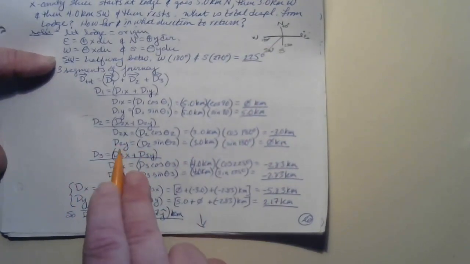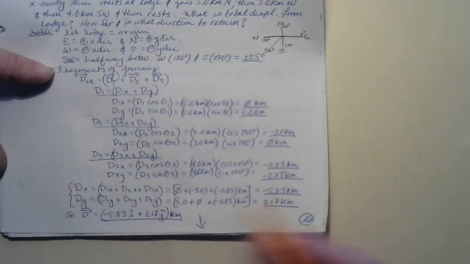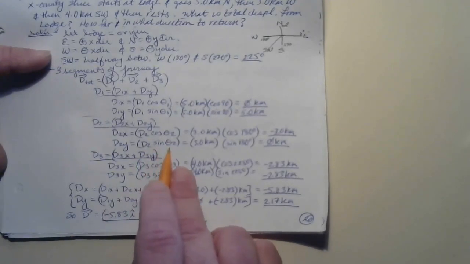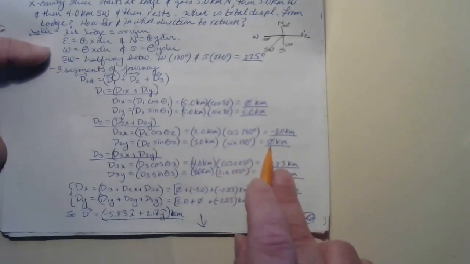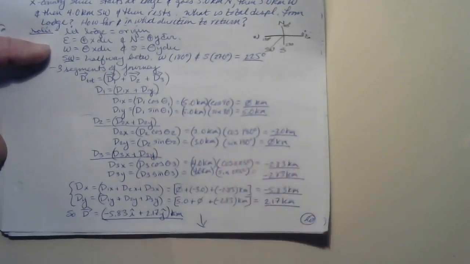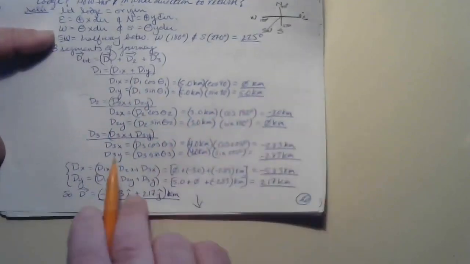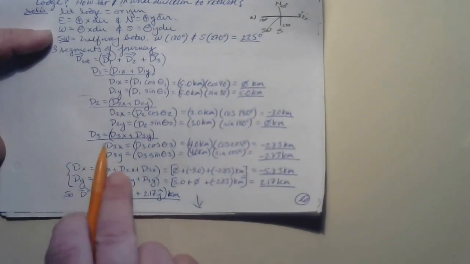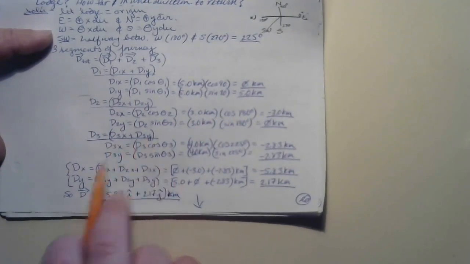The y component is going to be the length of the second segment of the journey times the sine of the same angle. So that's 3 kilometers times the sine of 180, and that is 0 kilometers because the sine of 180 is 0. So there are the x and y components for the second segment of the journey. We do the same for the third segment. The magnitude of the third segment is just equal to the x and y components of the third segment.